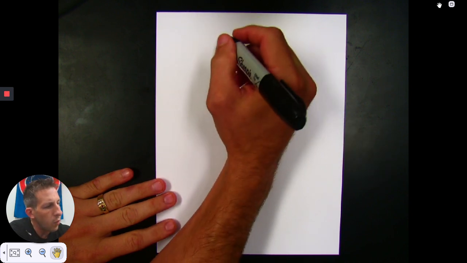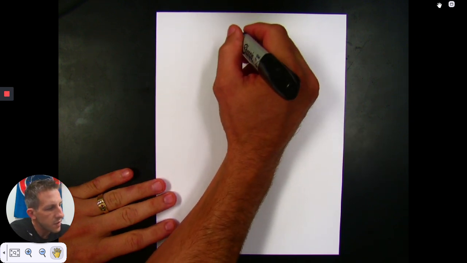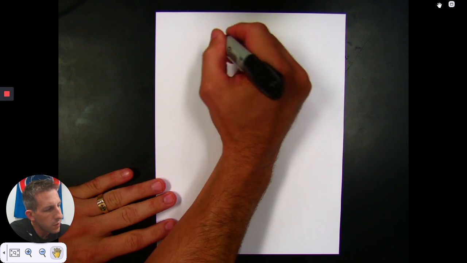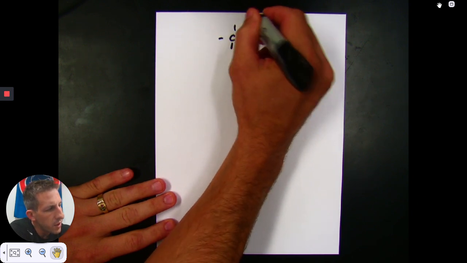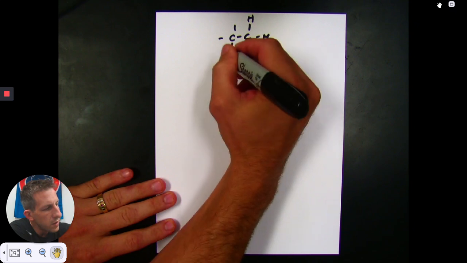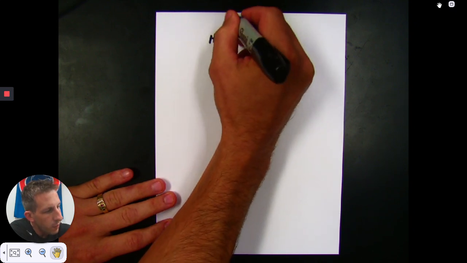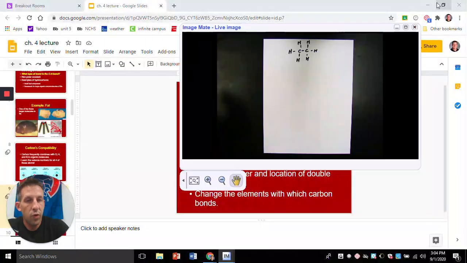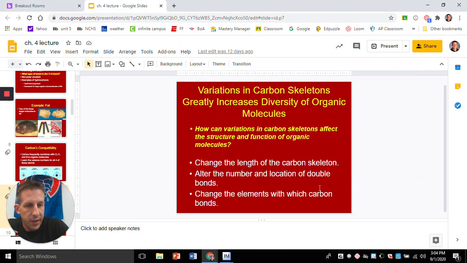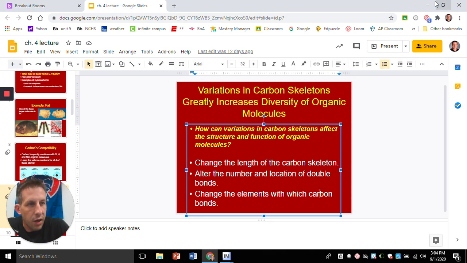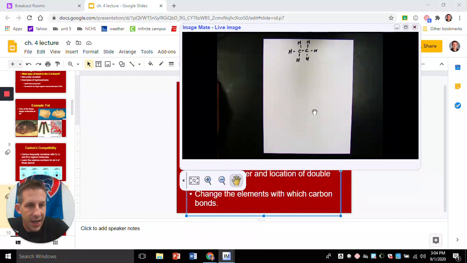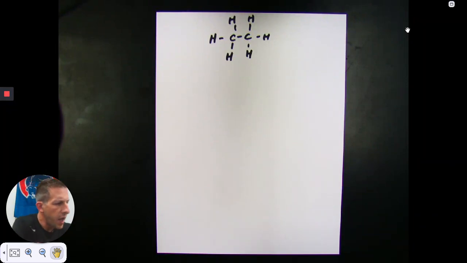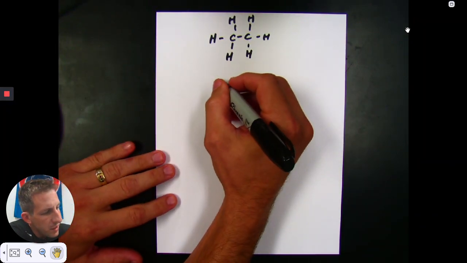So, one of the things I'm going to start with here is this molecule. Tell me, or tell yourself, if you know what the name of this organic molecule is. Okay, the name of this organic molecule is ethane. Ethane. Okay? And so what we are doing is changing the length of the carbon skeleton. All right, so I'm going to take that ethane molecule that I've just created, and all I'm going to do is change the length of the carbon skeleton.